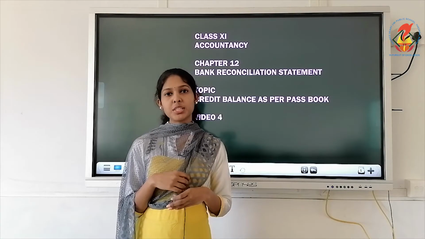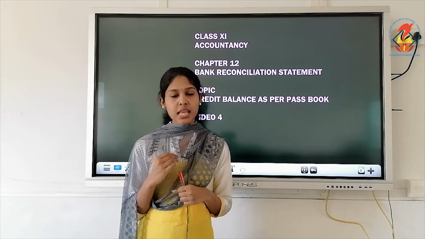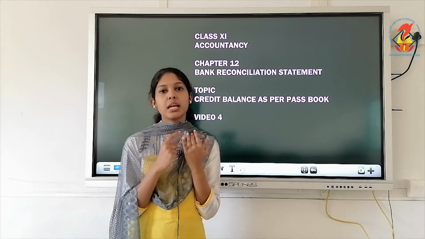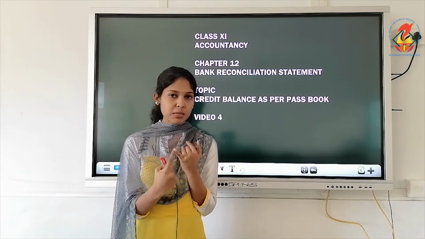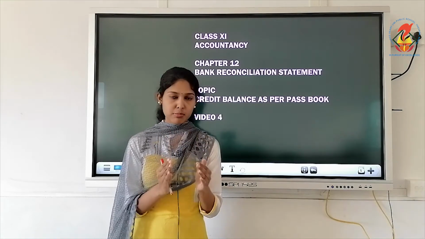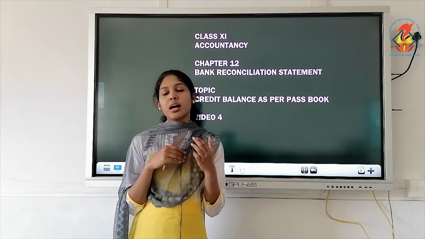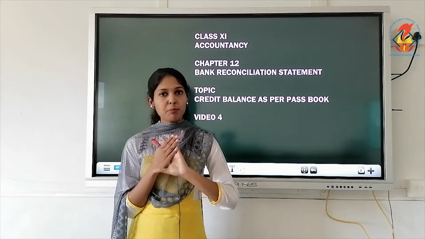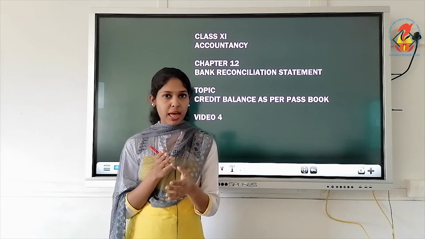Continuing the same chapter, moving on to the next portion, that is credit balance as per passbook. What we discussed before is debit balance as per cash book, or the favorable balance of cash book, because a cash book normally has a debit balance, whereas a passbook, as I told you earlier, will have a credit balance. So for a passbook, favorable balance means credit balance.